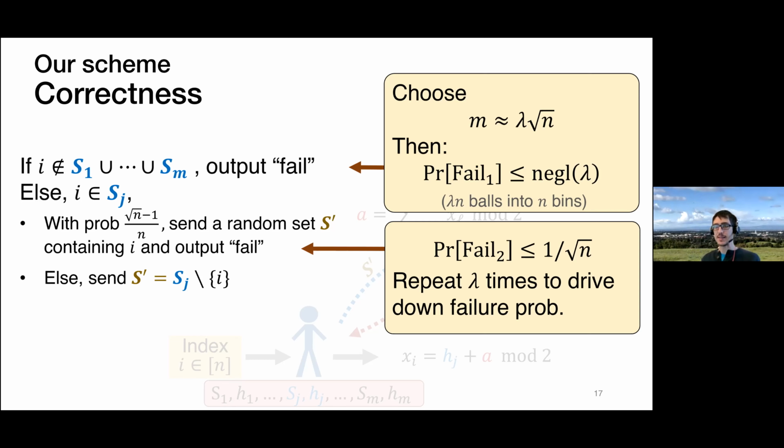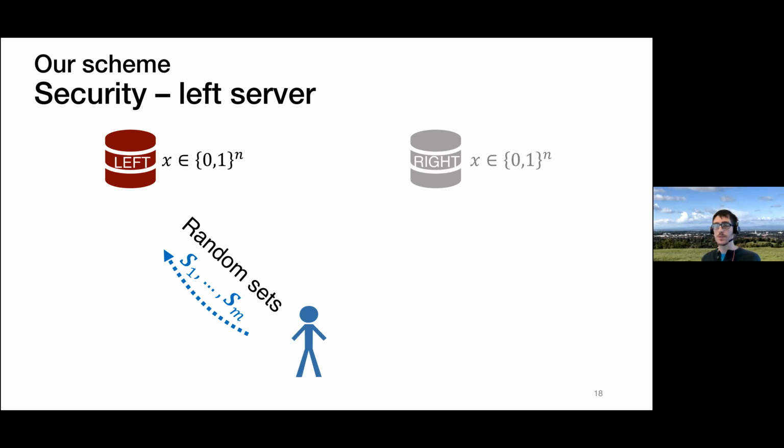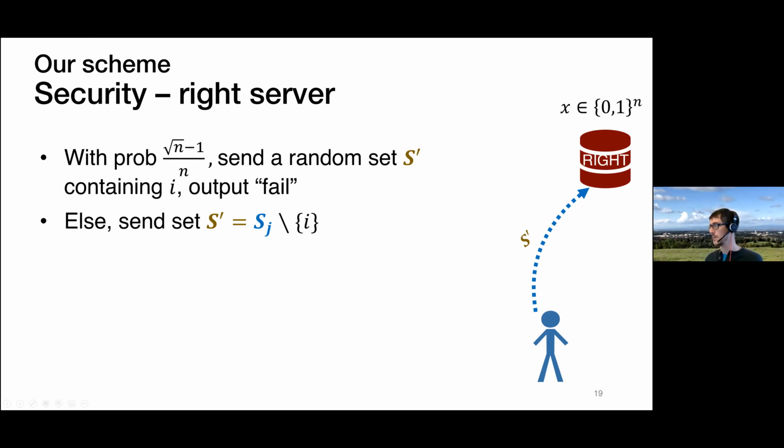So overall, we get an overwhelming success probability. So let's look at security. The security holds trivially against the left server, because the client just sends a collection of random sets. This happens even before there is an index I in the picture. So this doesn't leak anything about index I to the left server.